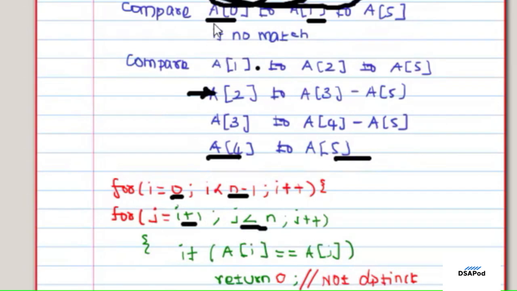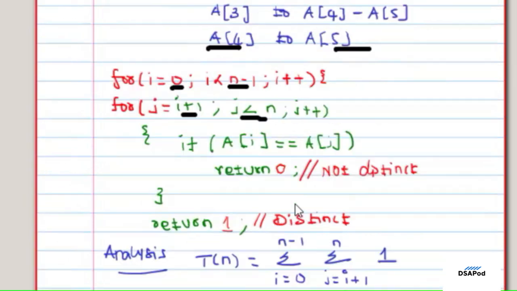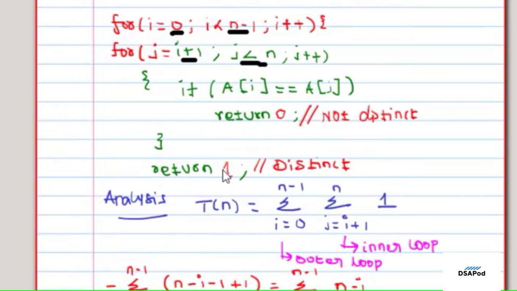If you see the relation of a of i, when the outer loop is getting started from 0, the inner loop will start from the second element of it. When the inner loop is a of 1, the loop should start to do the comparison from a of 2. If the inner loop value is a of 2, then it has to be from a of 3. So when i is equal to 1, j will start from i plus 1. Then we do the basic operation of comparing the elements of a of i and a of j. If there is a match, we say return 0, that is the elements are not distinct. Else, we call that distinct.